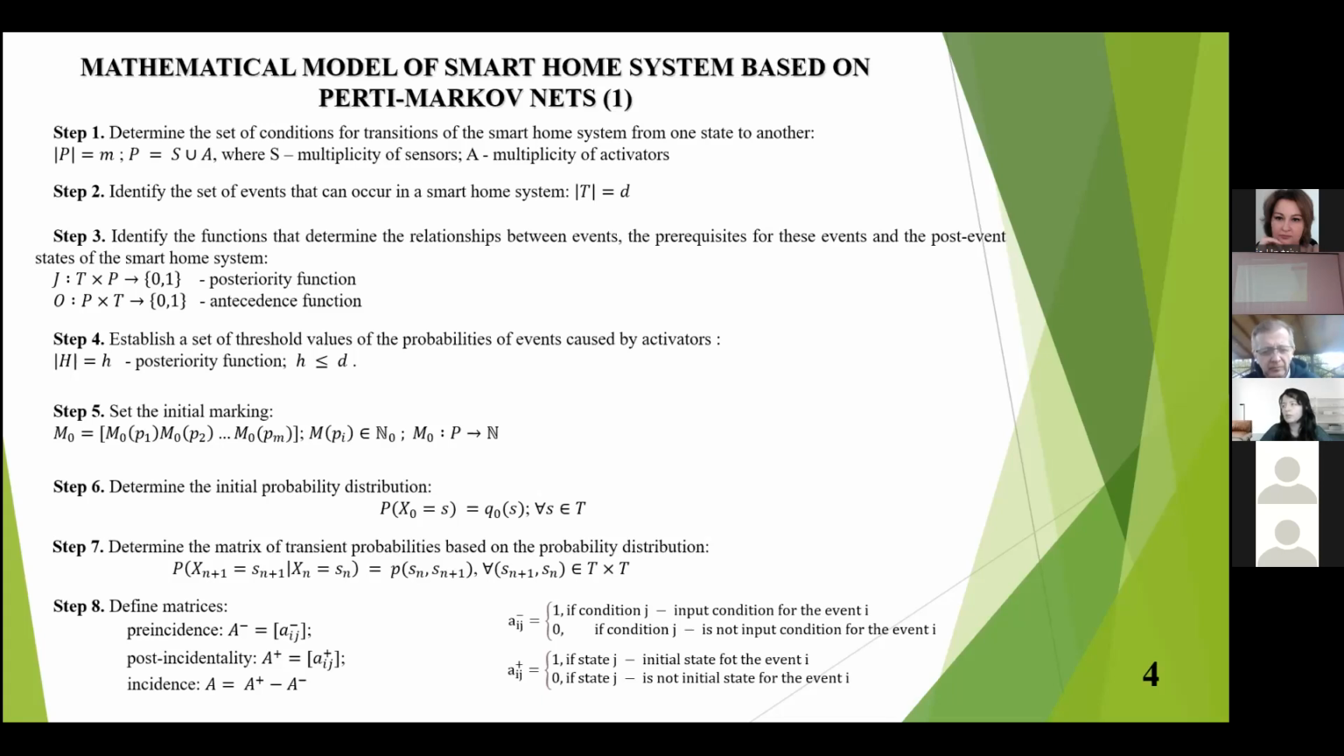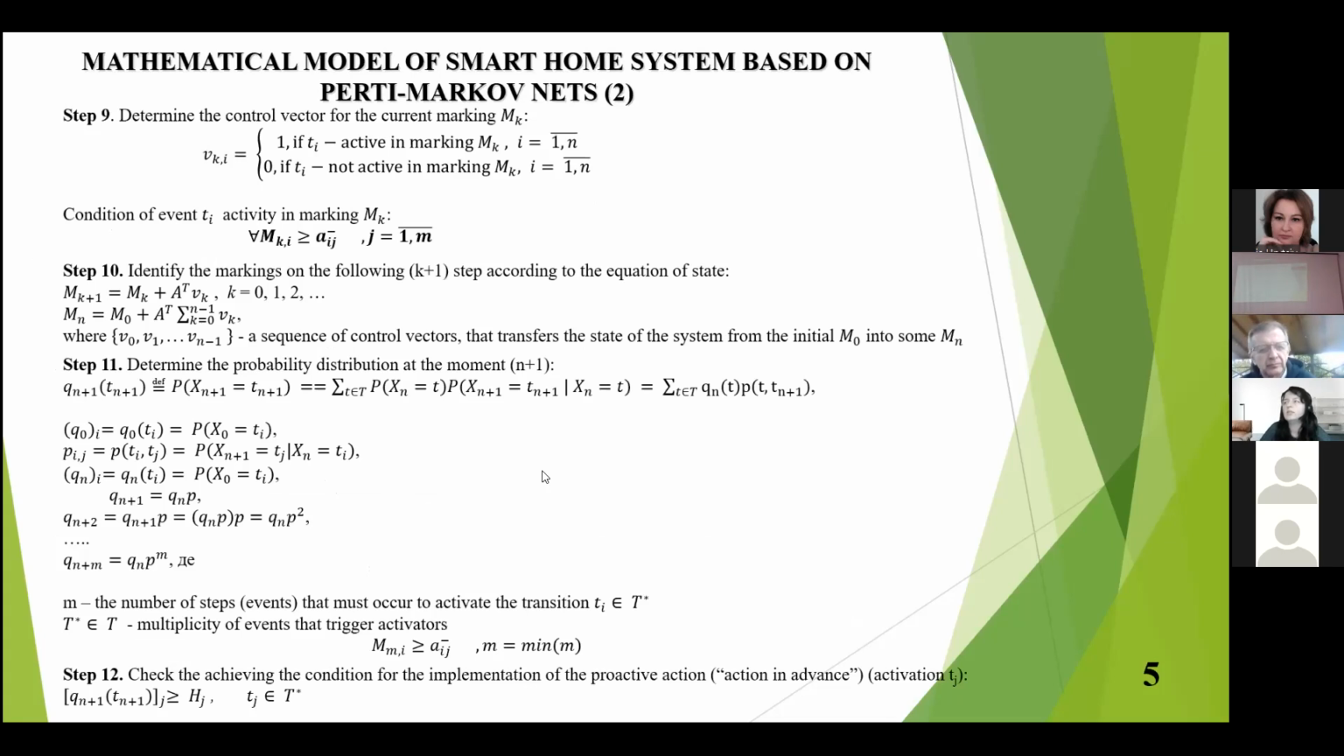Establish a set of threshold values of the probabilities of events caused by activators. Set the initial marking, determine the initial probability distribution, determine the matrix of transition probabilities based on the probability distribution, and define the pre-incidence, post-incidence, and incidence matrices. Next, we determine the control vector for the current marking. Take into consideration the condition of event activity in the marking. Identify the markings of the next step according to the equation of state. Determine the probability distribution at the next moment. And at the end, we check the achievement of the condition for the implementation of the proactive action in advance.